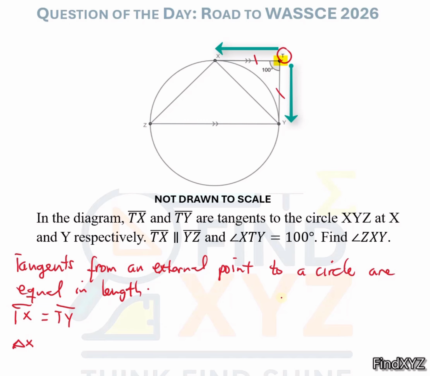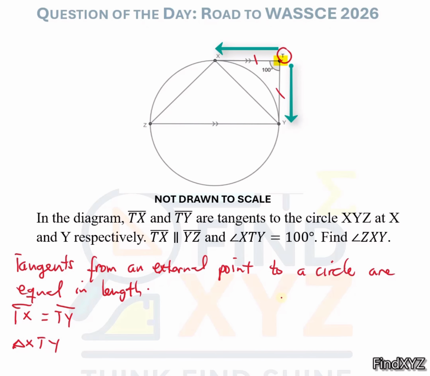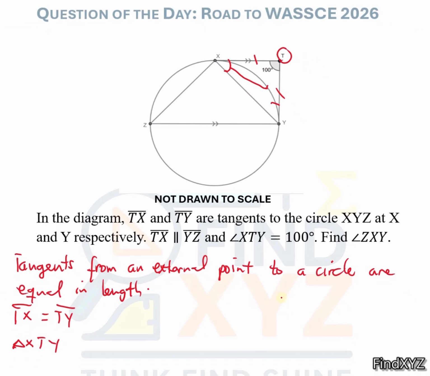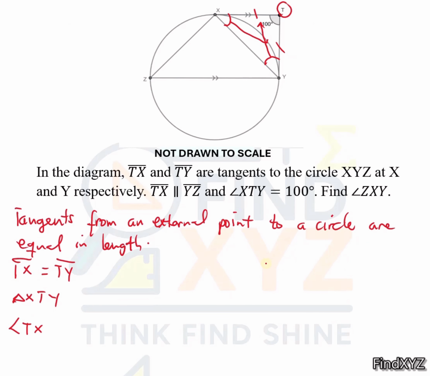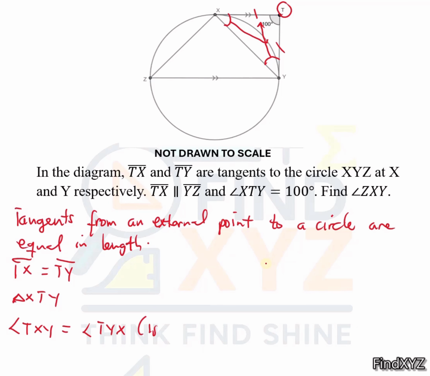Considering triangle XTY, this creates an isosceles triangle. An isosceles triangle, as you already know, has two sides being equal. Then let's consider the angles. Angles opposite to the equal sides are also equal. Now what angles are opposite to the equal sides? This angle is opposite to this side and this angle is also opposite to this side. Since these angles are opposite to the equal sides, they are equal. So we have angle TXY being equal to angle TYX. They are based on the isosceles triangle.